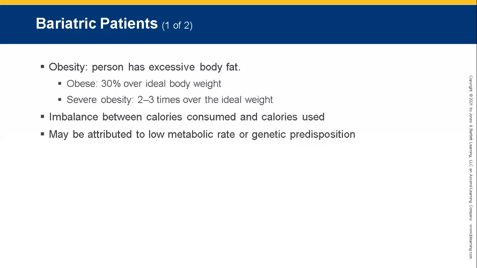Bariatric patients. Obesity. The person has excessive body fat. Obese is 30% over ideal body weight, and there's a formula to work out ideal body weight. Severe obesity is 2 to 3 times over the ideal body weight. It is an imbalance between calories consumed and calories used. It may be attributed to low metabolic rate or genetic predisposition.